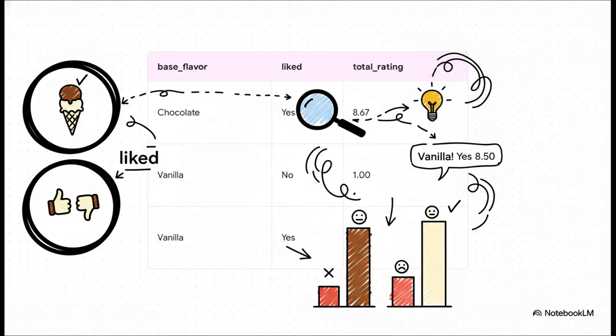For vanilla, we can now separate the liked flavors from the disliked ones. And look at that. The vanilla flavors that were liked had an average rating of 8.5, which is almost identical to chocolate. The problem was never vanilla itself. It was just one bad apple spoiling the bunch. Now that's an insight you would completely miss without this deeper grouping.